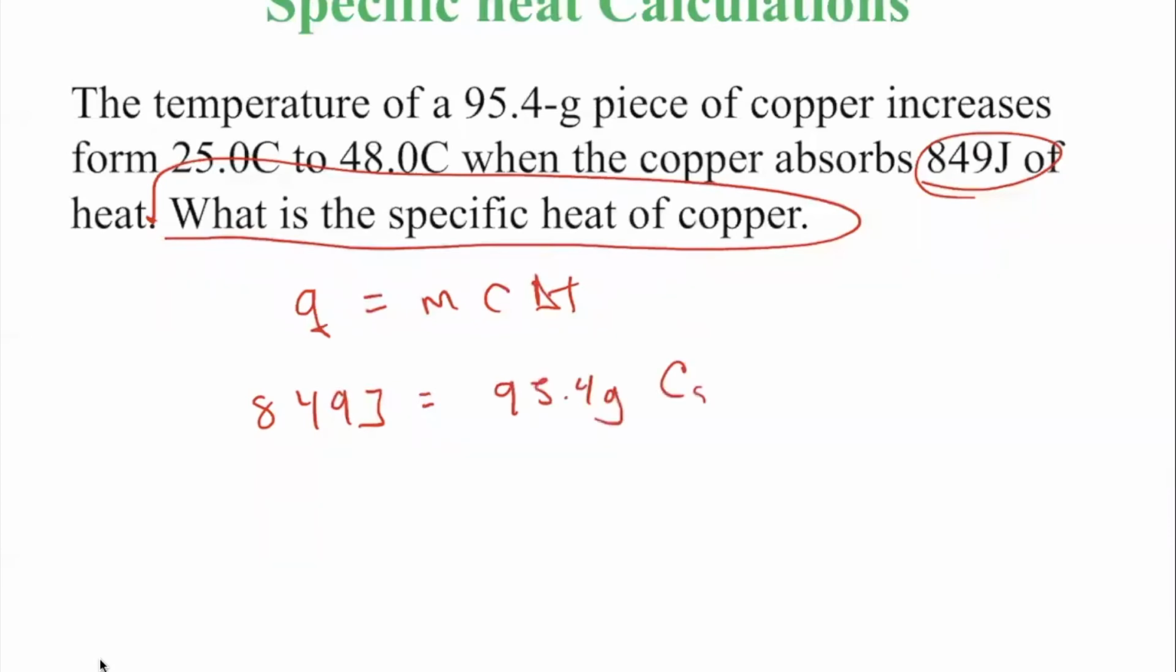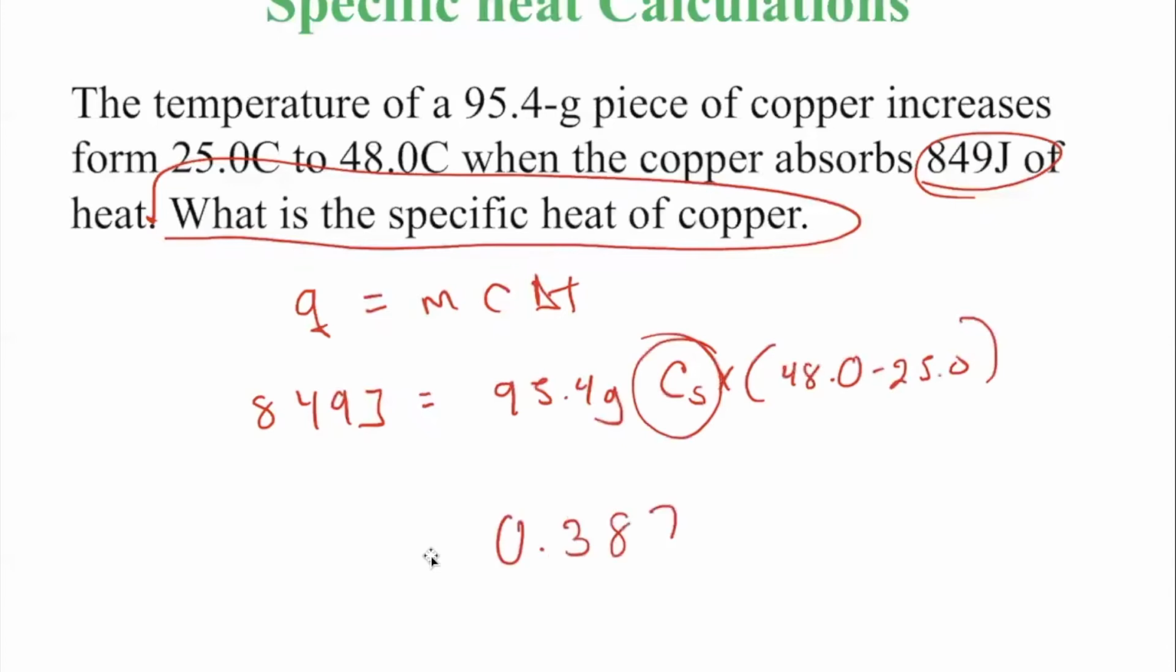You're looking for Cs, and the change of temperature is going to be final, which is 48.0, minus initial. And basically you're going to solve for that. When you finish, your answer should be 0.387 joules per gram per Celsius.